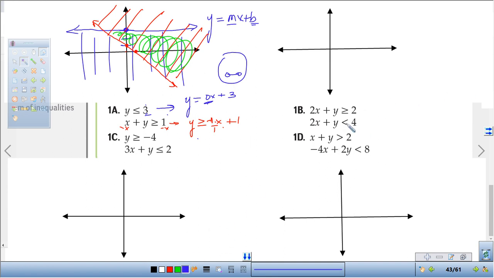Let's try this one over here. I'll do the first one right here. I'm going to subtract 2x on this first one, so it can be in the y equals mx plus b form. So for this first one, I would have y is greater than or equal to negative 2x plus 2. I would go up to 1, 2. The slope is down 2, 2 over 1. Put a solid line going through it.